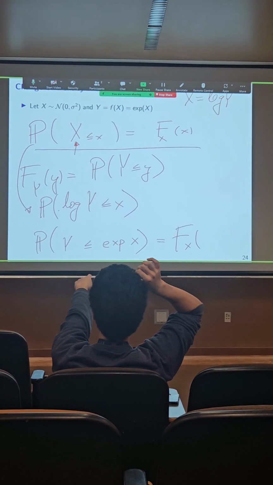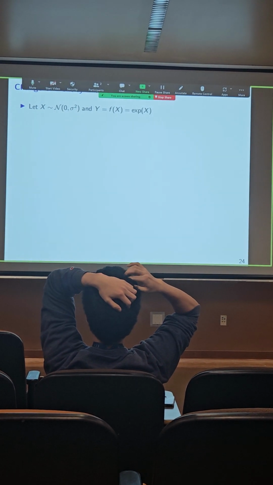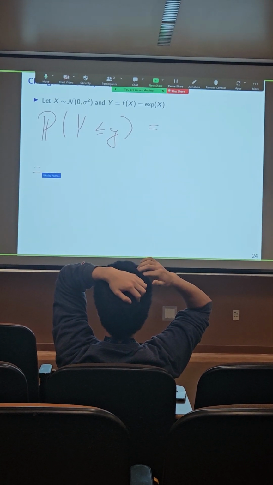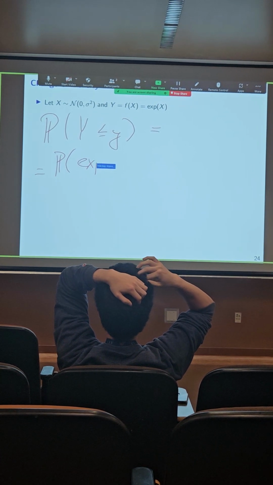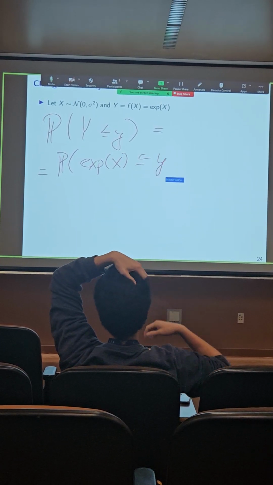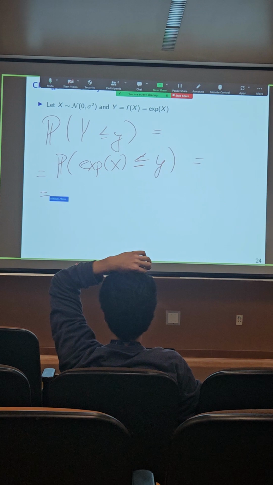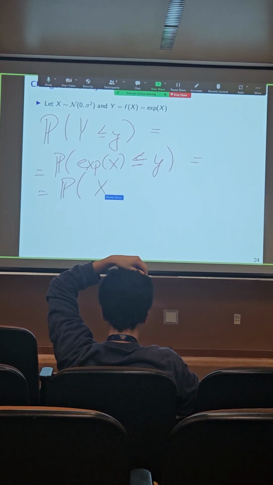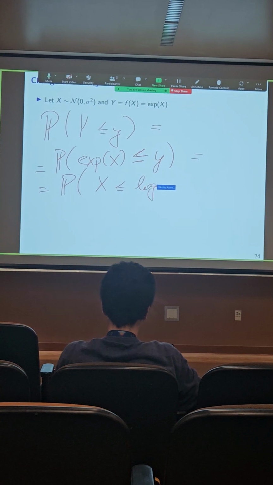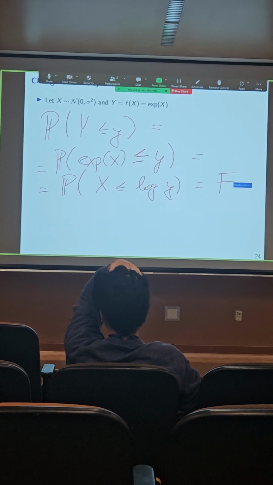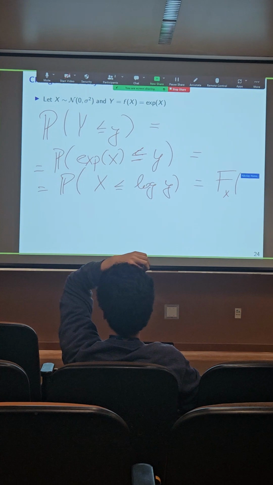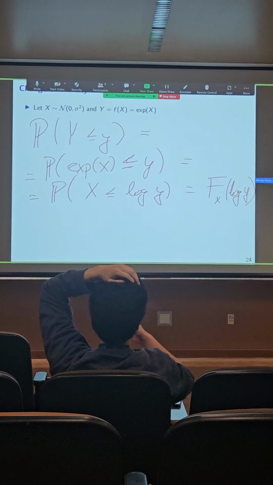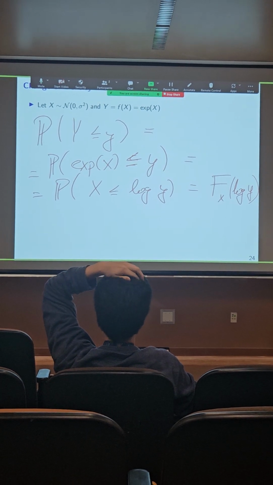What I did was confusing. Let's do one more try, okay? That was exp of x. Yeah, this is exp of x less than or equal to y. Then let's take log from both sides, it's monotone, so it's not going to change the inequality. So we have x less than or equal to log of y, so this is F of x evaluated at log y. And then you just do chain rule, and then we get exactly what we get.